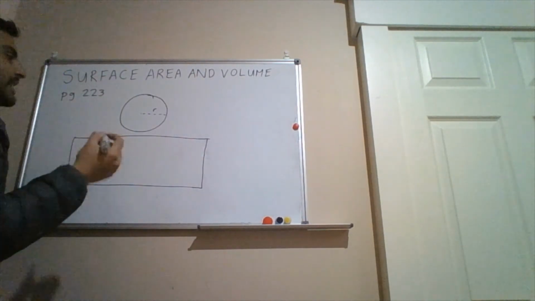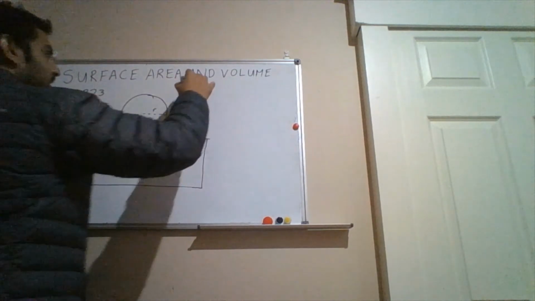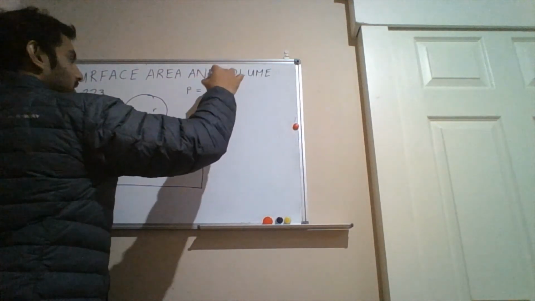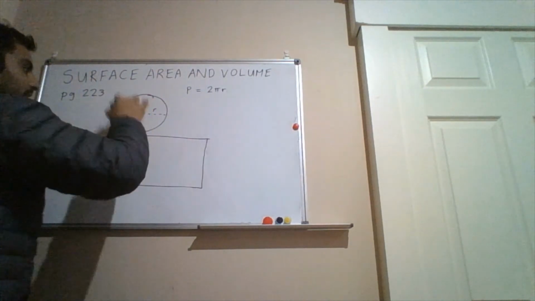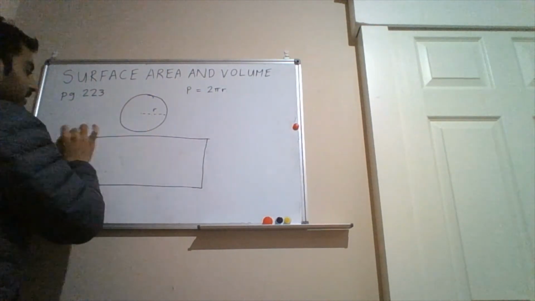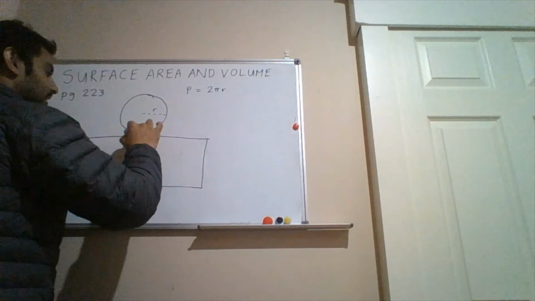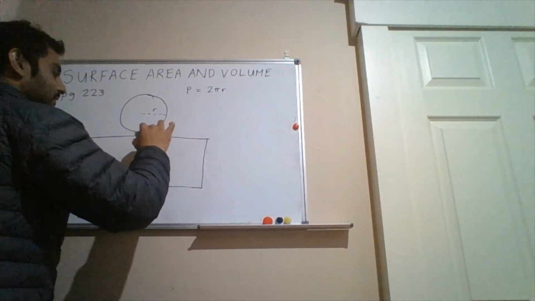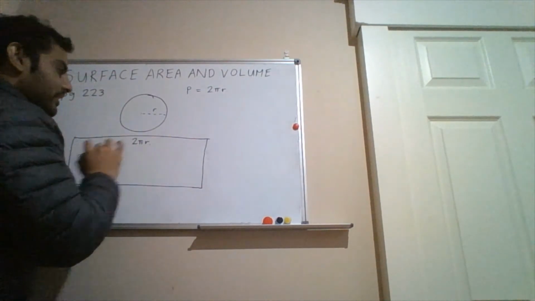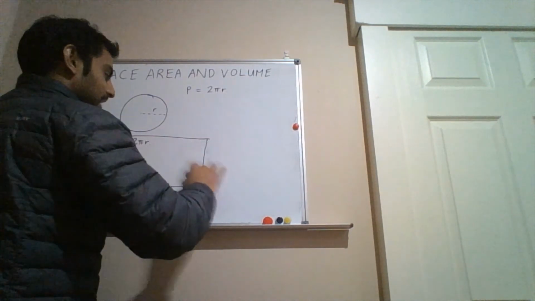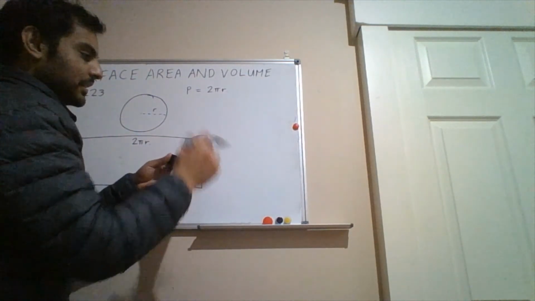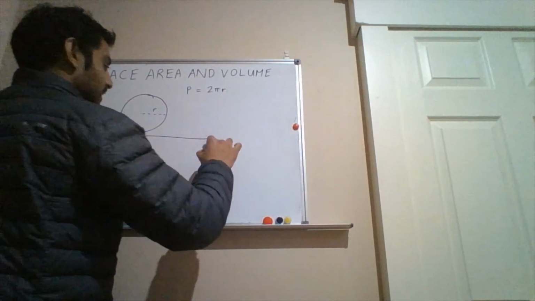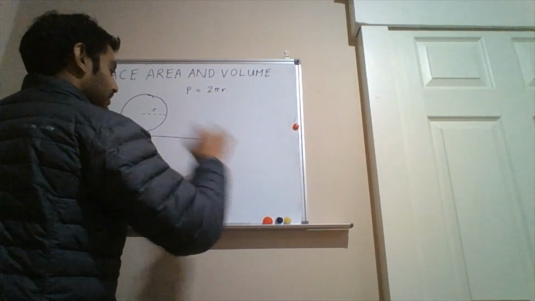So let our radius be r, then the perimeter of the circle is equal to 2 pi r. So this length is 2 pi r, and it must be the same as this length. So the length is 2 pi r, and this is going to be the height of our cylinder. So when we fold it, this is our height. I'm going to let that be h.